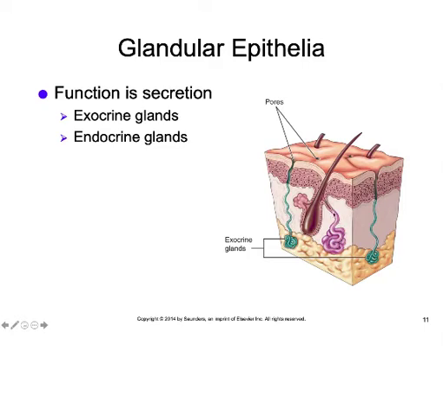Examples of exocrine glands include sebaceous glands, such as the one seen here, which produce sebum, which is secreted onto the surface and keeps the hair follicle flexible and the skin supple, and also produces an antibacterial environment, so it cuts down on the potential for infection.